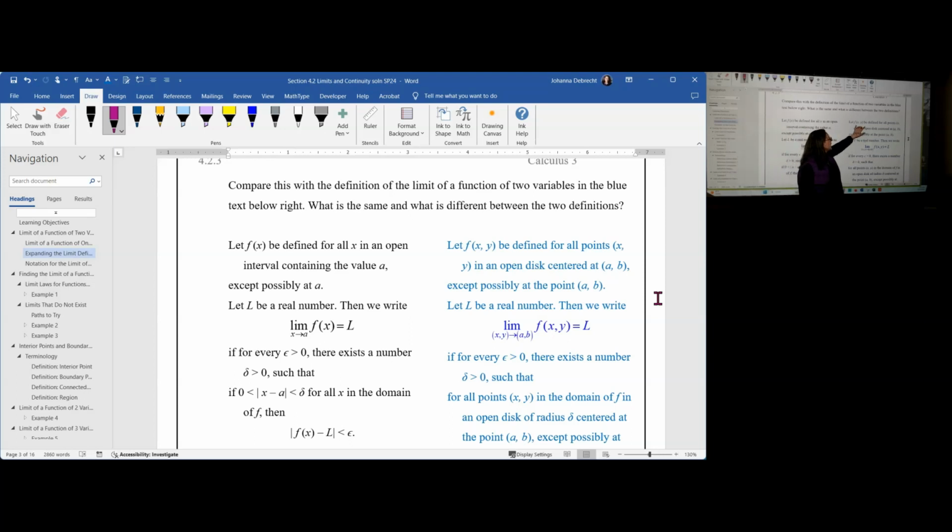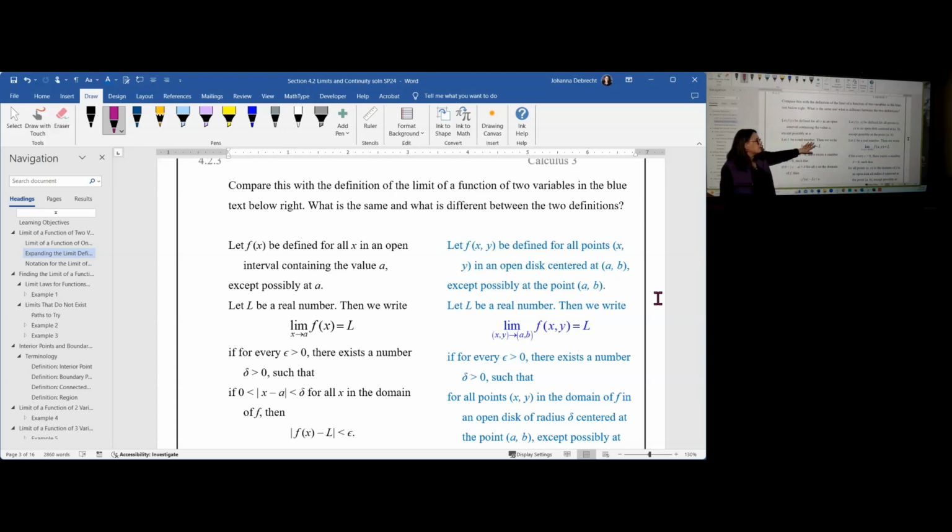On the right, we have let f as a function of x and y, so that's different, be defined for all points x comma y. So instead of a single real value as a domain value, we have an ordered pair in an open disk. Now, the reason why we're in a disk is because we're in the plane, the xy plane. So we're going to define basically a circle, right? So we have this circle centered at A to B, except it may possibly not be defined at that point A to B.